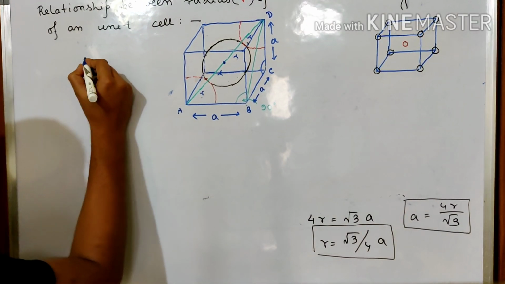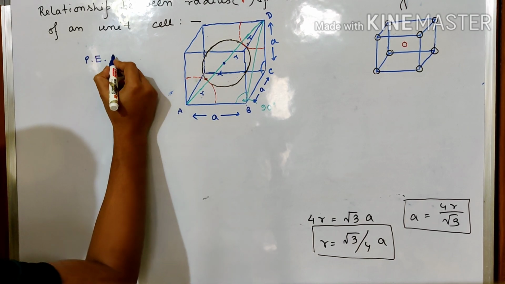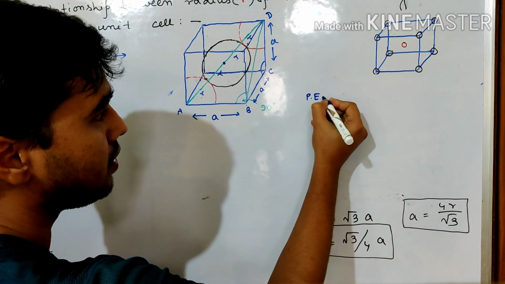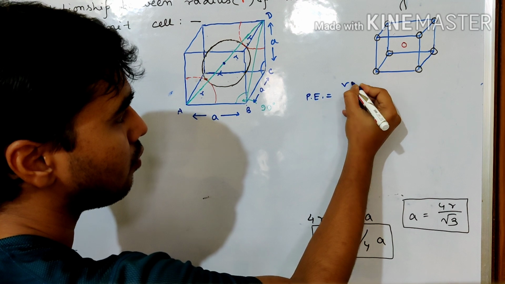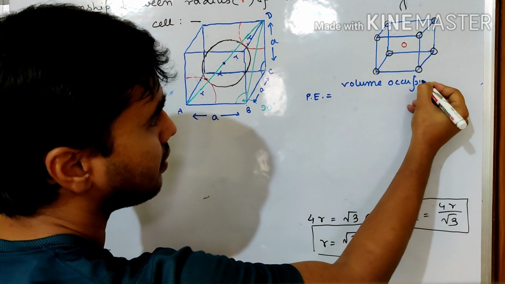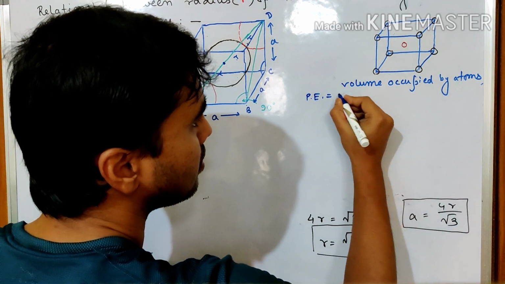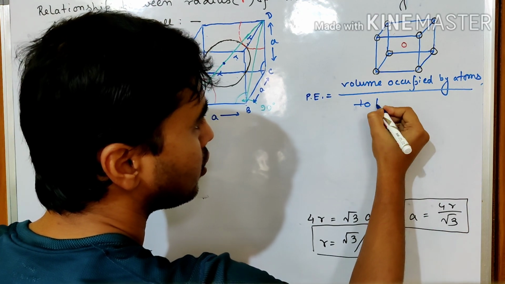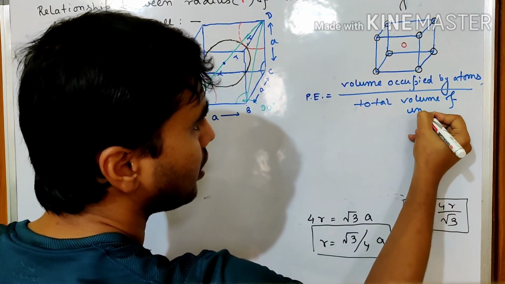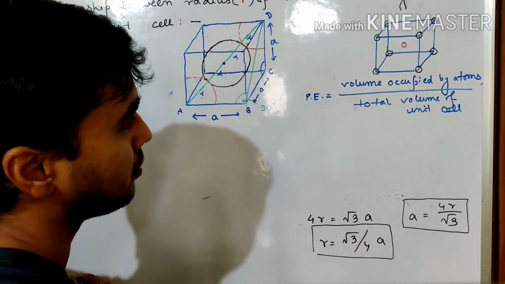Now we are going to find out the packing efficiency of this. To find it out, packing efficiency, as we know, is the volume occupied by atoms divided by the total volume of the unit cell. I have kept these two relationships, they will help us out.